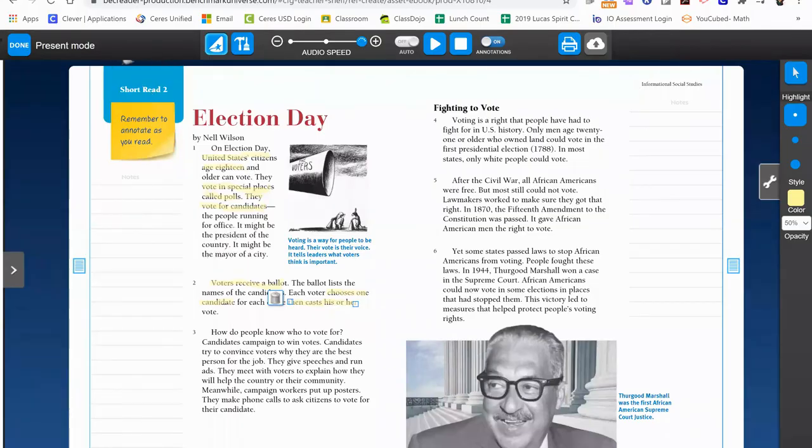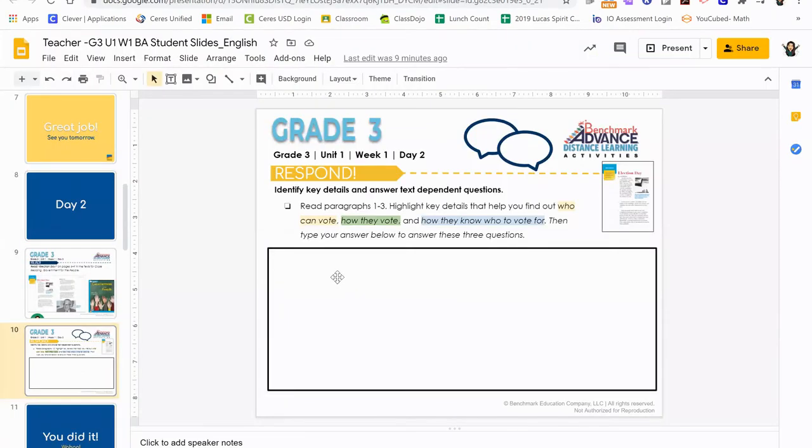When you are done finding the text evidence in your actual textbook, you are going to go back over here and you are going to type your answer. So in your own words, I want you to tell me who can vote, how do they vote, and how do they know who to vote for?